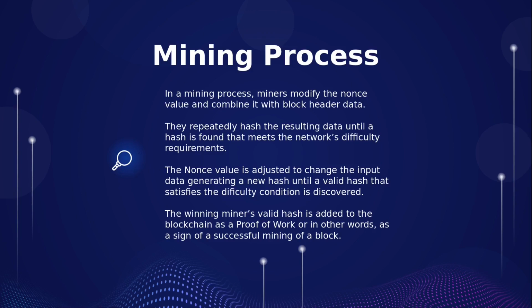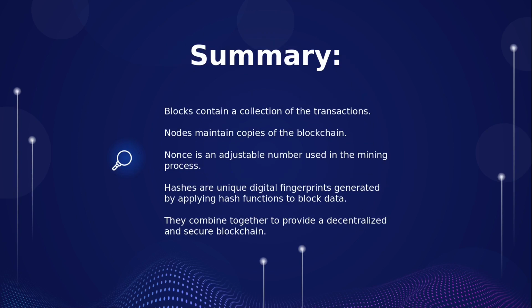The winning miner's valid hash is added to the blockchain as a proof of work, signifying the successful mining of a block. In summary, blocks contain collections of transactions. Nodes maintain copies of the blockchain. The nonce is an adjustable value used in the mining process to find a valid hash, and hashes are unique digital fingerprints generated by applying hash functions to block data. Together, these components contribute to the secure and decentralized nature of a blockchain system.